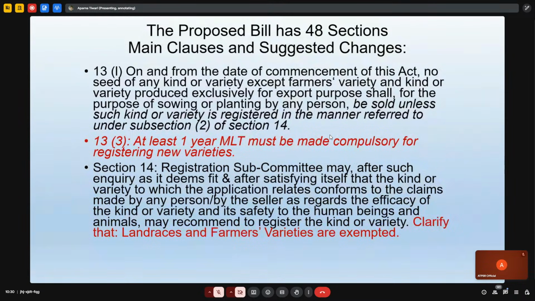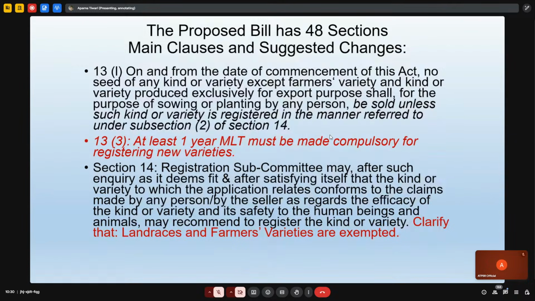So this proposed bill with 10 chapters has 48 sections. Now, I will not go through all the 48 sections and the number of clauses within each of these, but some which I felt are most important from the point of view of both the industry as well as the farming communities, I will be highlighting.